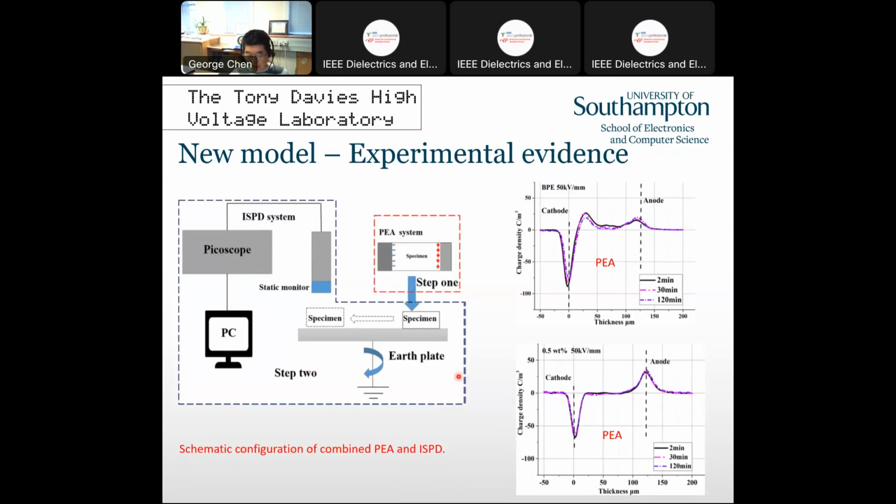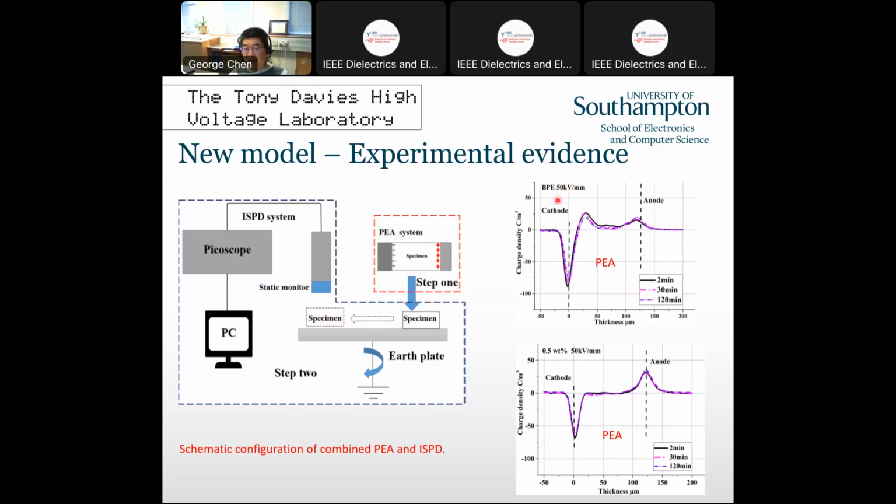Here we consider 3 samples of blended polyethylene. The first one is without any additives or nanoparticles, and we stress the sample at 50 kV per millimeter for 2 hours in the PEA system. That allows us to monitor the space charge formation in such a material. When we finish the 2 hours of stressing, we transfer this sample to the isothermal surface potential decay system to monitor the surface potential of the sample and its decay.